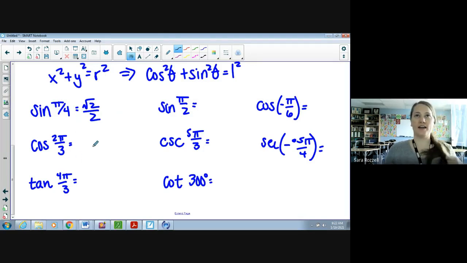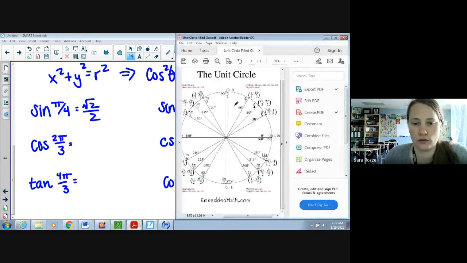Okay, go ahead and find cosine of 2 pi over 3. So find 2 pi over 3. That's 120 degrees. Cosine, is that x or y?